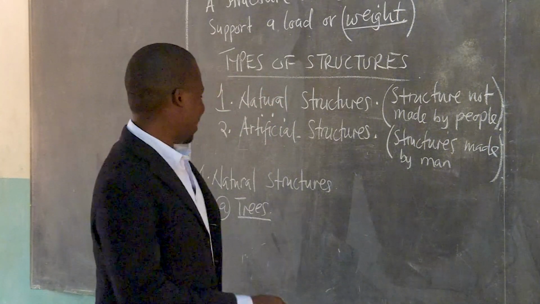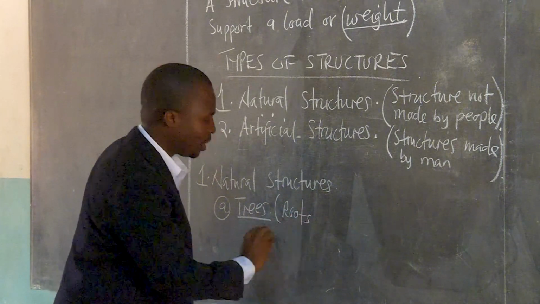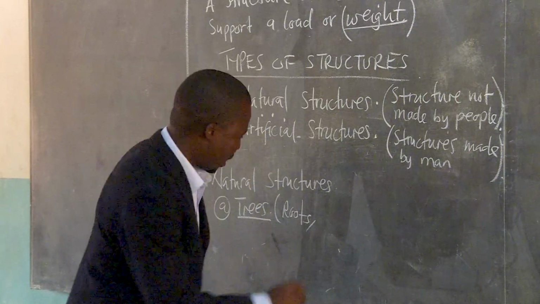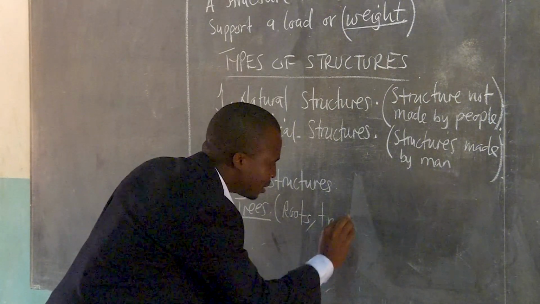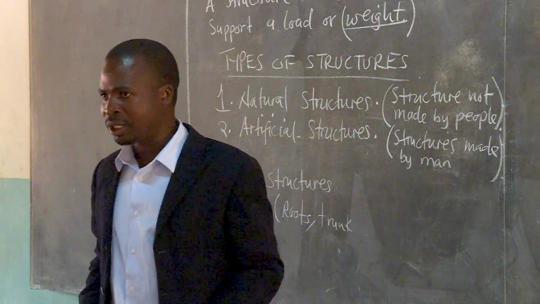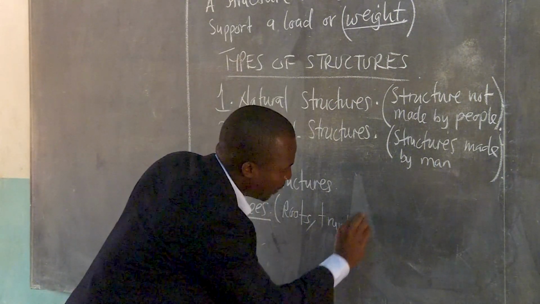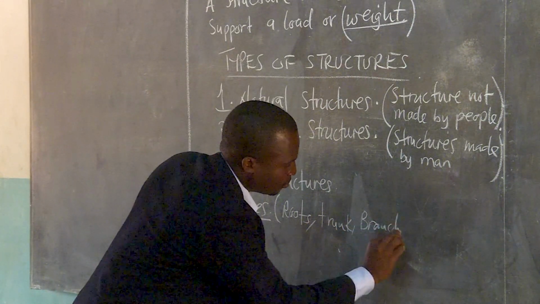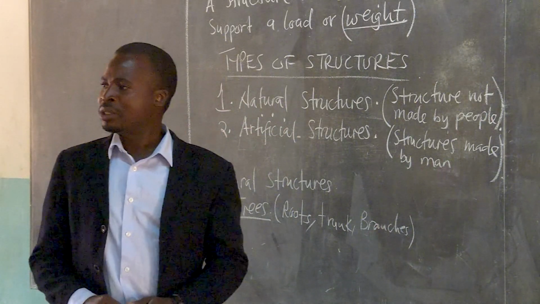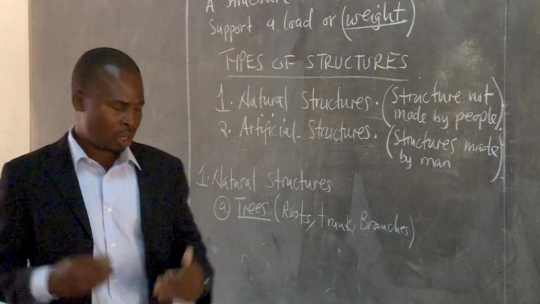Leaves. So a tree has got roots. These roots are also part of the structure. And then we have a trunk. This trunk also supports a certain load, which are leaves. Then they also have branches. A tree is a natural structure because it supports a certain load.